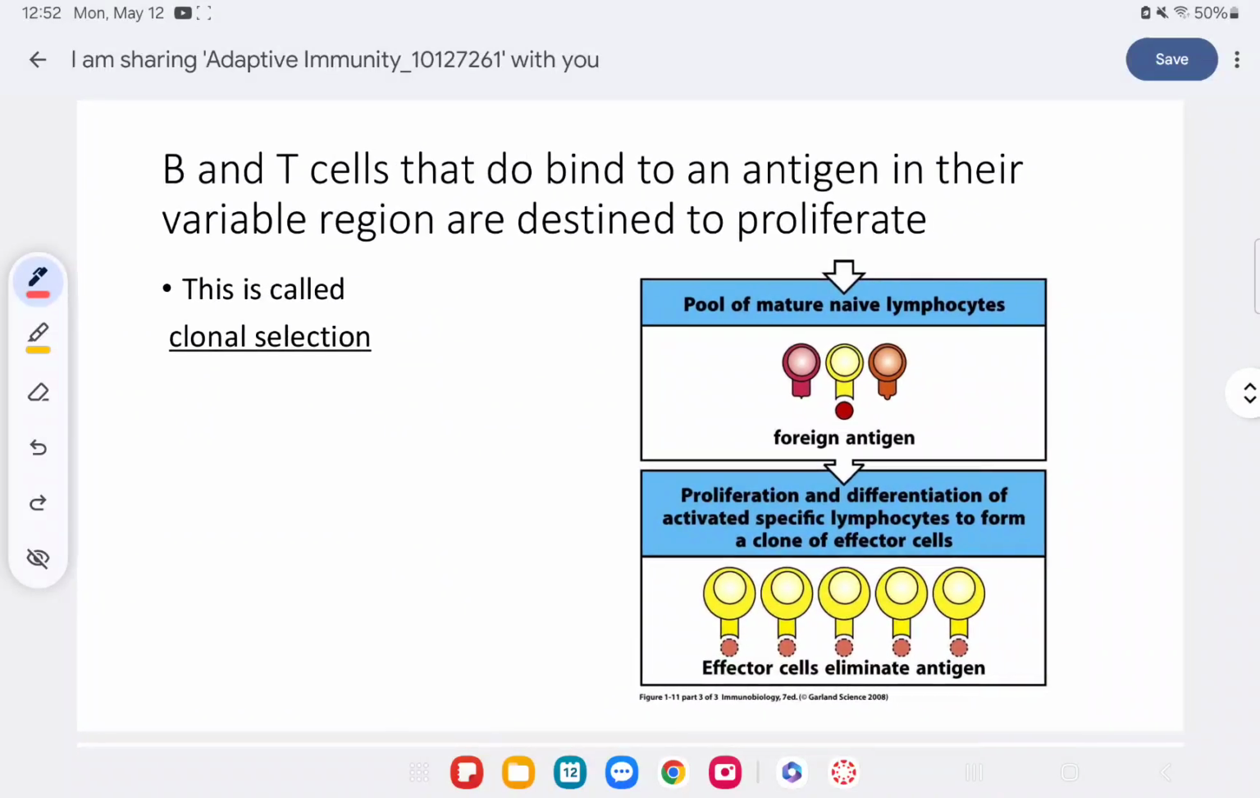And when an antigen binds, that one gets triggered to proliferate, to divide. That's called clonal selection. Because a stimulated cell, when it divides, will do mitosis, and mitosis produces identical copies, that's a clone. So that's clonal selection.